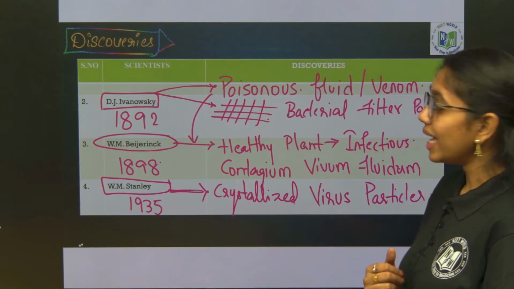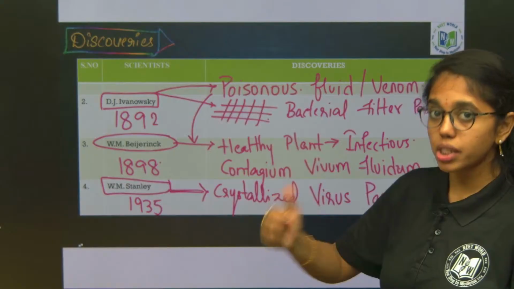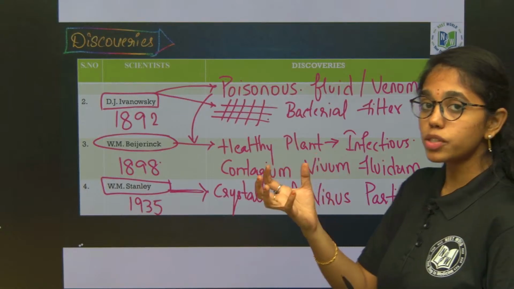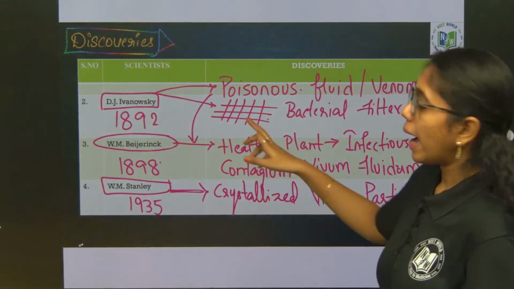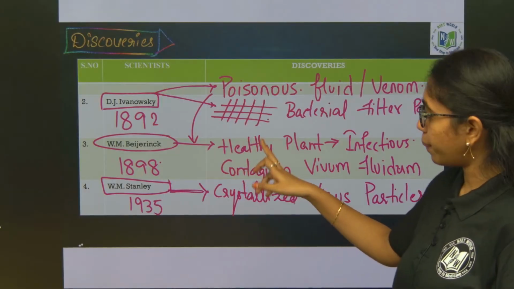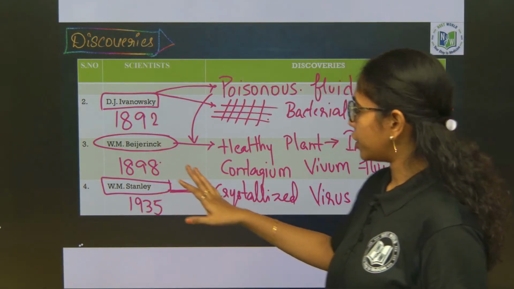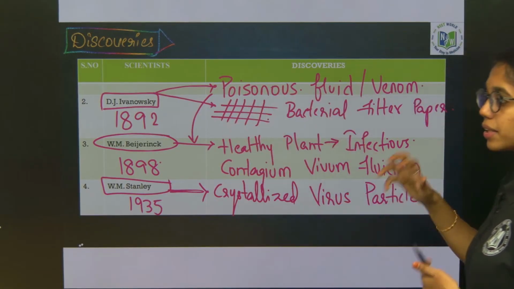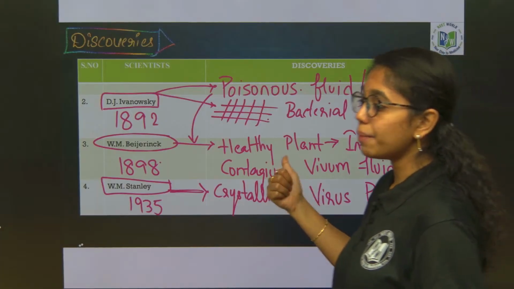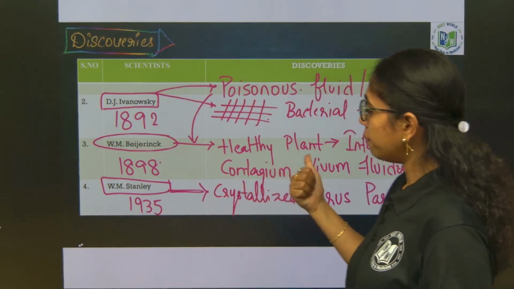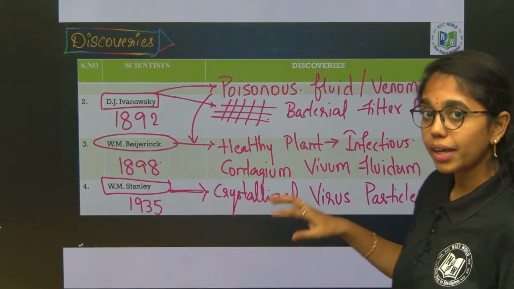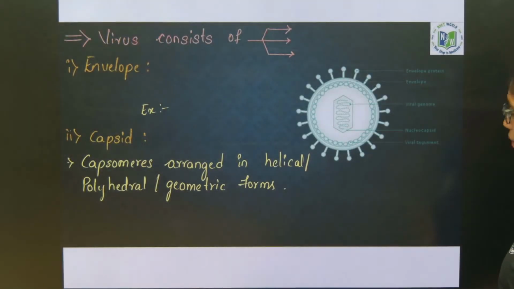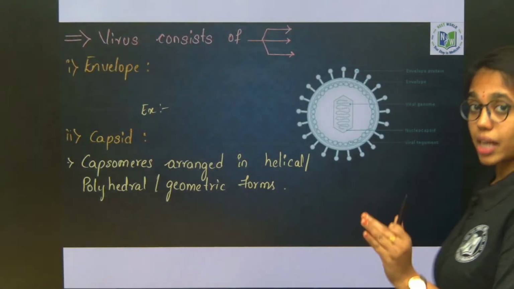First is D.J. Ivanovsky, who considered virus a poisonous fluid or venom. He said that virus structure is smaller than bacteria and can easily pass through bacterial filter paper. Second is W.M. Beijerinck, who said that this poisonous fluid, when transmitted to a healthy plant, also becomes infectious, and he named the concept contagium vivum fluidum. W.M. Stanley, in 1935, crystallized the virus particles. Clear with this, right? Now let us look into the virus types also.